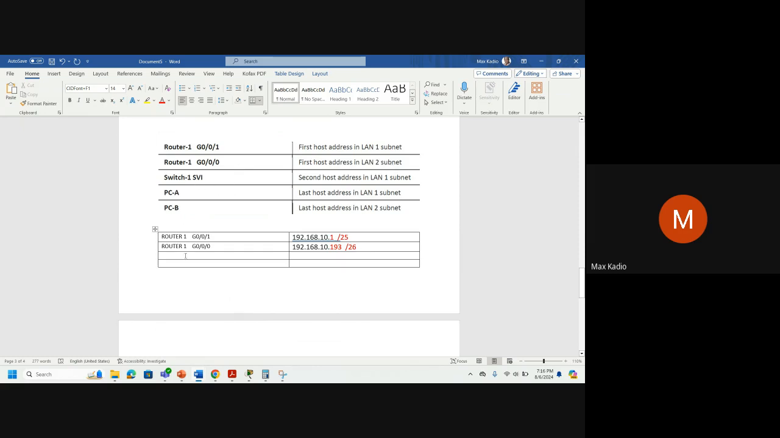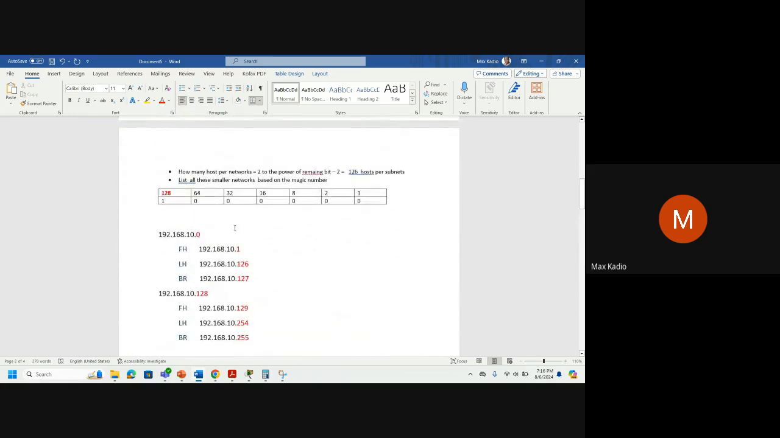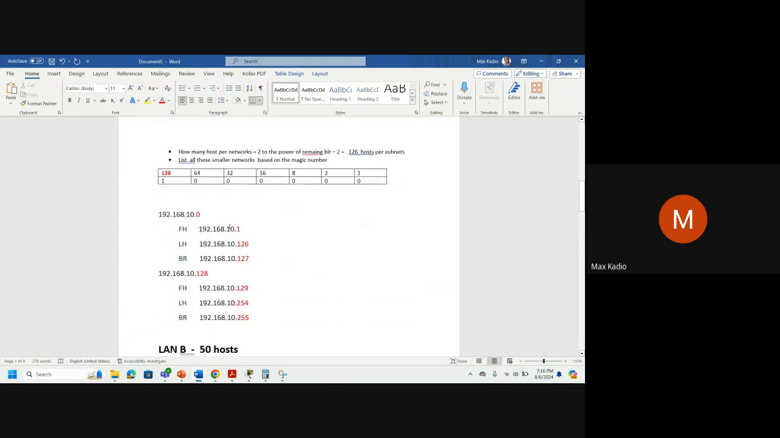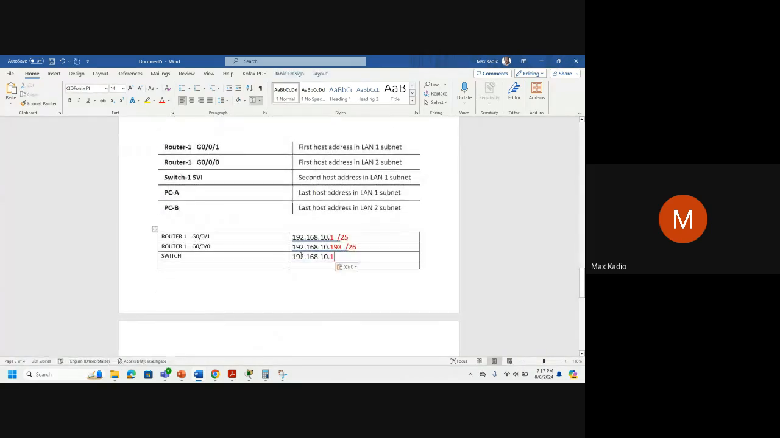Now switch SVI, switch. We say second host in LAN 1, second host. So we take this one. We'll take this one for LAN 1 or LAN A. So the first one was for the router, and we say the second one will be for the switch. So we say this one 2, /25, because it's the first network, the first LAN.